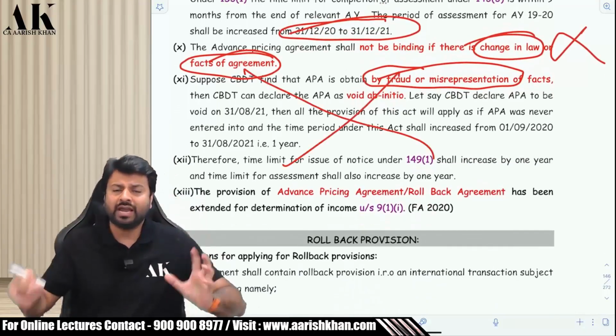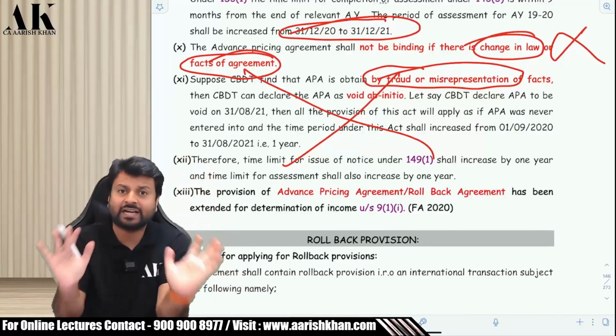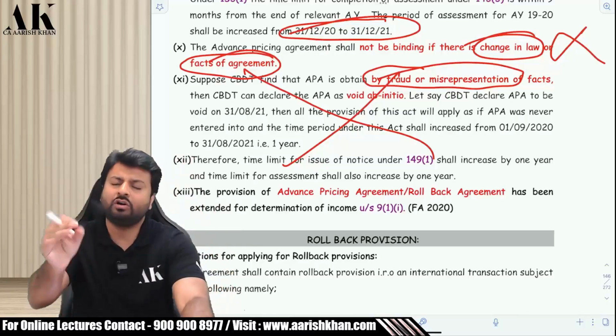then advance pricing agreement will be void ab initio and all the provisions of the income tax law will apply, and the assessing officer will get extra time to complete the assessment, to send the notice, and all those things the assessing officer can do on your behalf. Check it please.